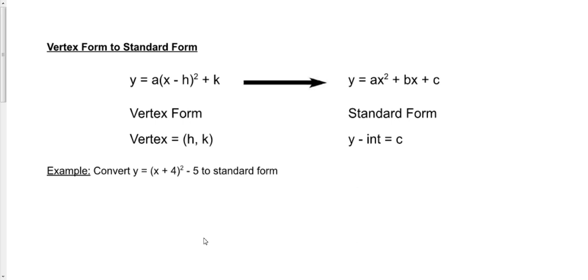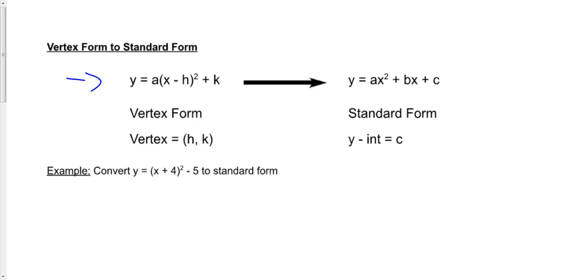So now we're going to take a look at converting vertex form to standard form. You'll recall that in the last unit, when we did quadratics 1, we worked almost exclusively with the equation that you see here just to the left. And this is known as the vertex form of a quadratic equation.